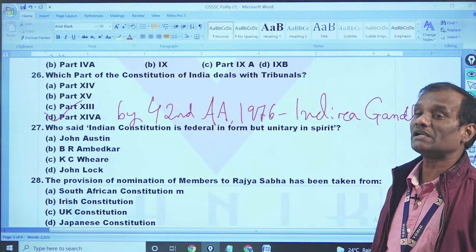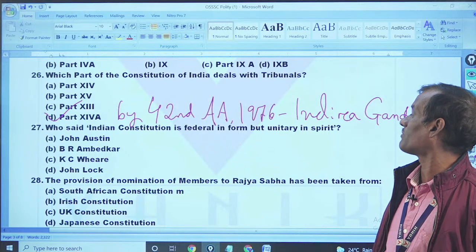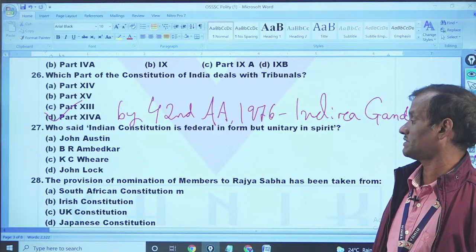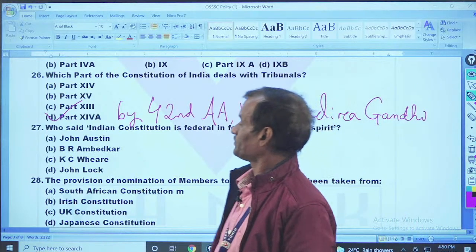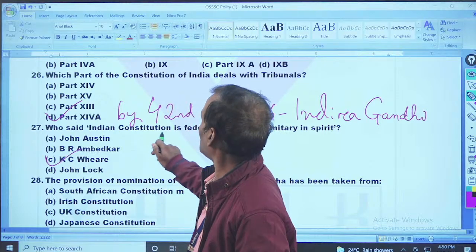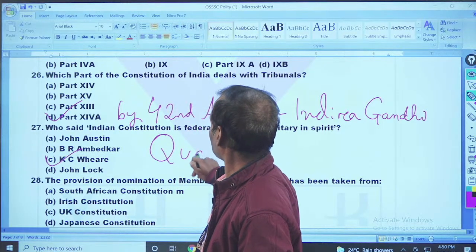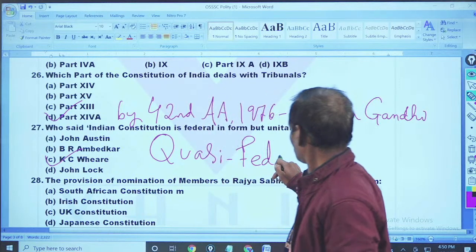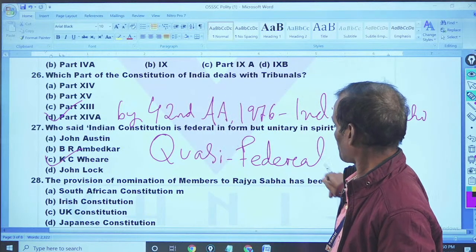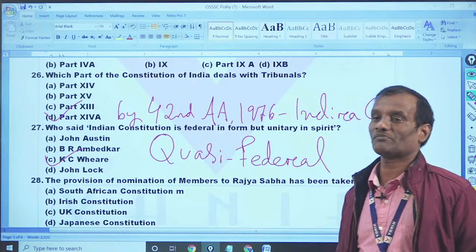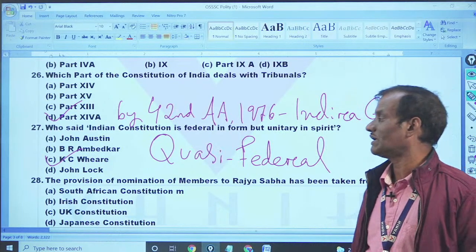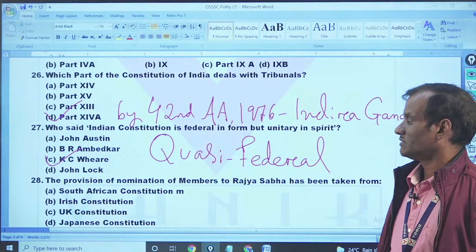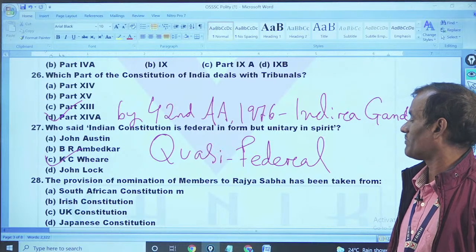Who said Indian Constitution is federal in form but unitary in spirit? That is K.C. Wheare, who called India a quasi-federal country.